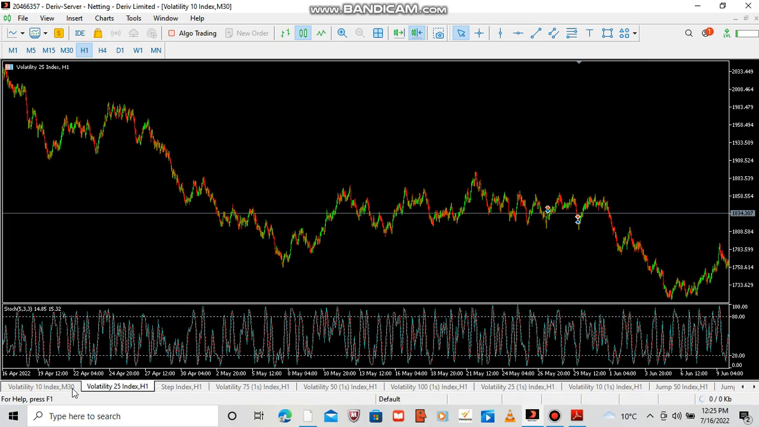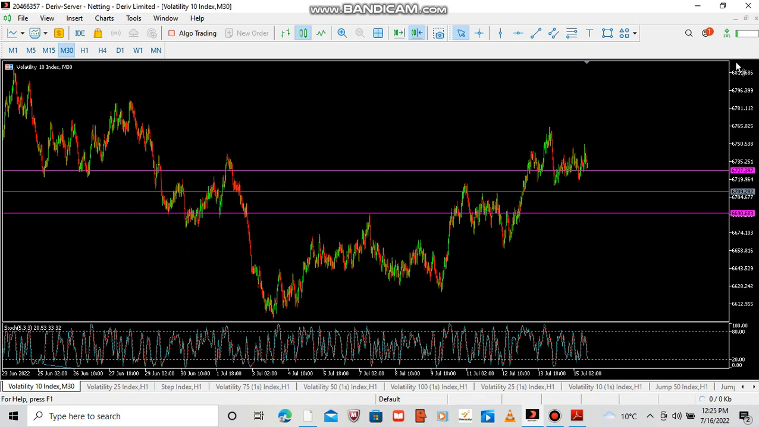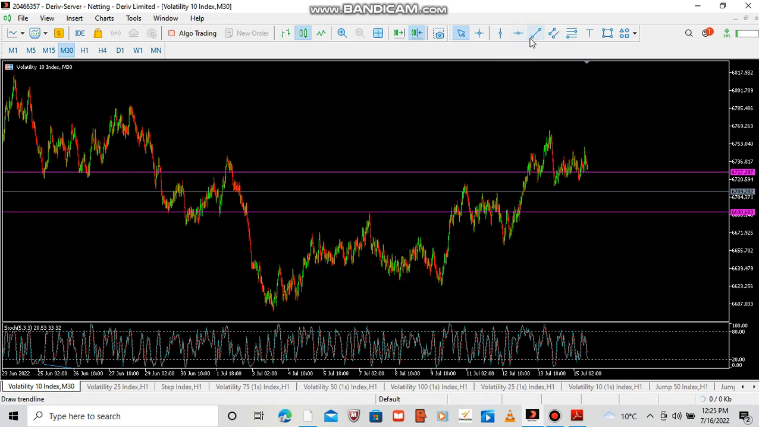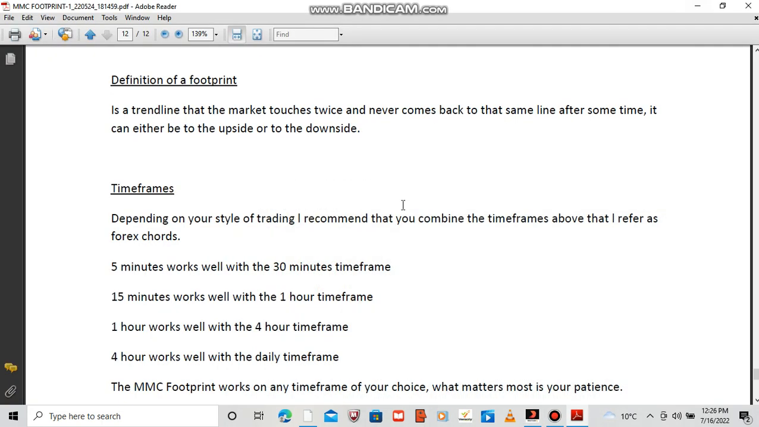Let me look for it again in another one. This is a footprint. This is a footprint again, right? Touched it twice and hasn't come back to it, and it's been a long time. So again, let us come here.